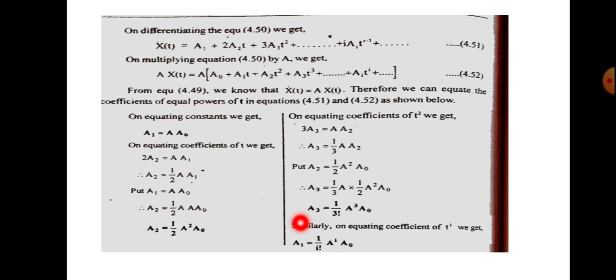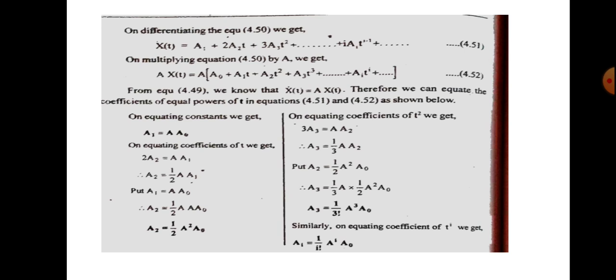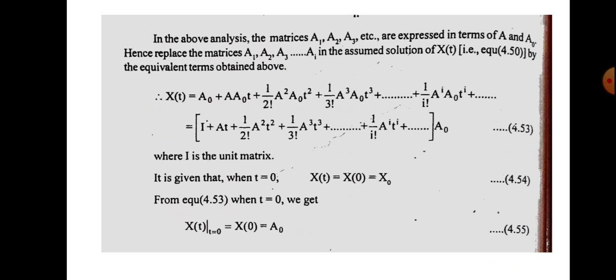So you will get a general form ai equal to 1 by i factorial into A raised to i into a0. So here you can write x of t will be equal to a0 plus A a0 t plus 1 by 2 factorial into A square a0 t square plus etc. See, that is obtained here. Instead of a1, a2, a3 etc., you can substitute these values. a1 is equal to A into a0, a2 equal to 1 by 2 into A square into a0, like that. So you will get an equation of x of t like this.